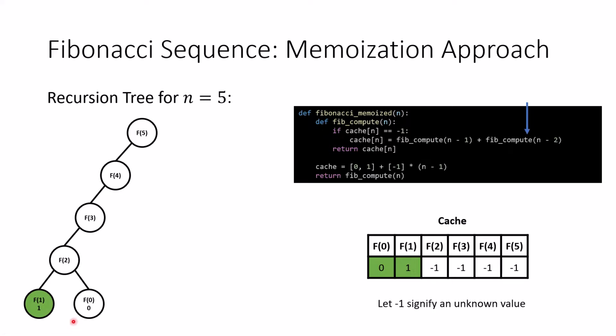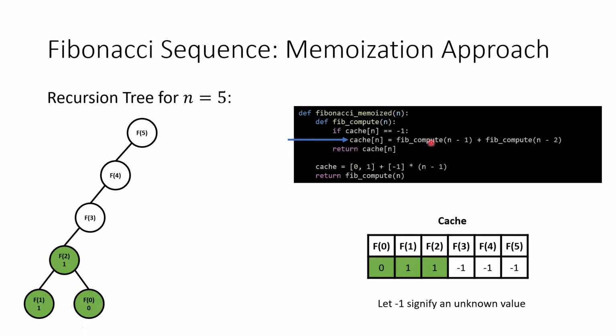And then, of course, since I did call fib compute of 1, now in the next part I'm going to do fib compute of 0. So f of 0, and as you probably guessed, it is indeed in my cache. So I'm going to return whatever's in my cache, which is 0. Okay, so far so good.